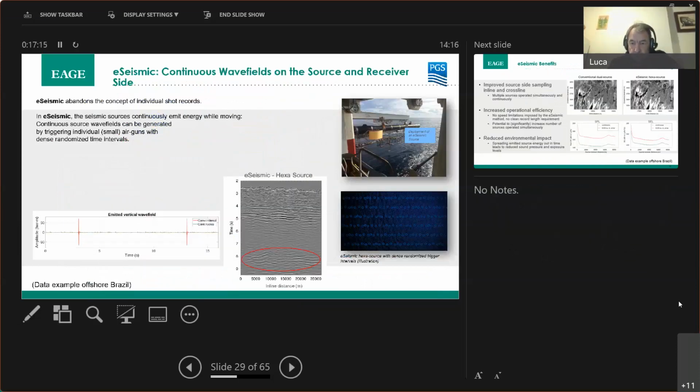Thank you, Luca. Yes, I'm Chris Walker, Chief Geophysicist with BGP Offshore. As Luca says, this is the PGS E-Seismic source, continuous wave field. It's a time-distributed source where rather than firing the guns simultaneously, as we have in traditional airgun sources, essentially you've got a continuous firing of the individual guns.